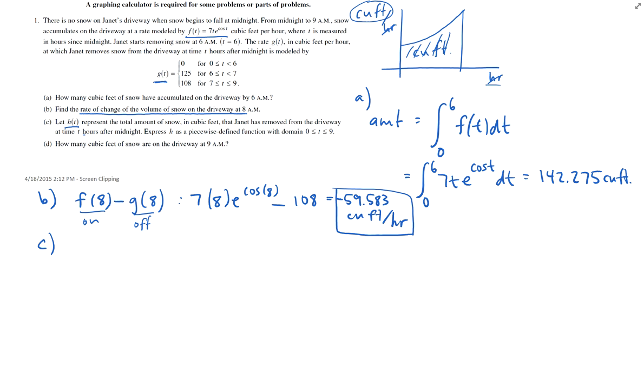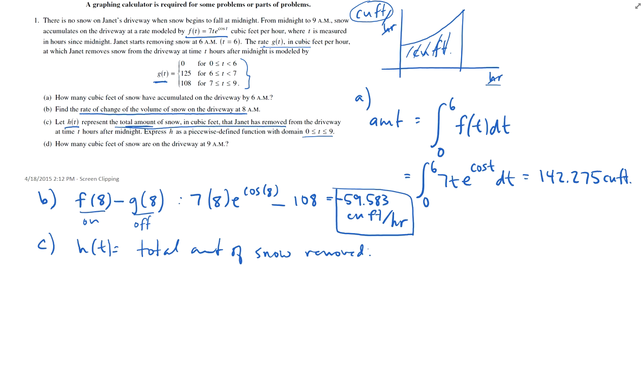So this is the total amount of snow that she's removed. This right here is the rate of change, or the rate at which she removes the snow. We want the total amount of snow. So h of t equals the total amount of snow removed. Okay? And we want it from 0 to 9. Well, from 0 to 6, how much has she removed?